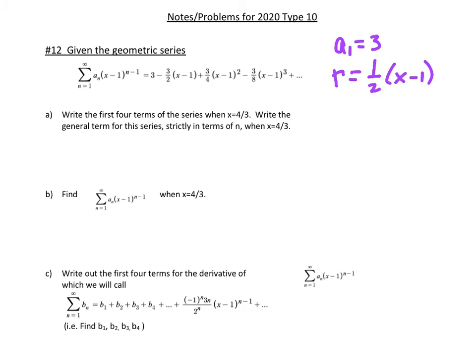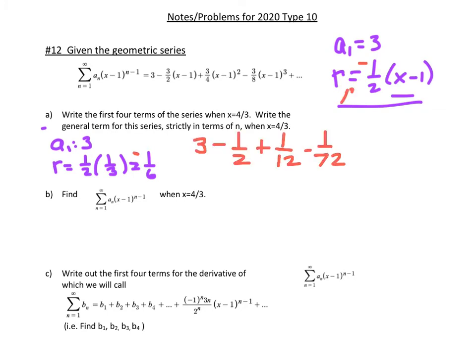So first of all, identify your first term and identify your ratio. So I have this right here. And for part A, it says plug in 4/3 for x, so I'm going to plug it in here, and I get a new ratio. So a1 is equal to 3, and then r is equal to 1/2 times 4/3 minus 1. And I messed up here because this should be a negative, and I changed it up there too. So there's my series, and then I just need to do the general term.